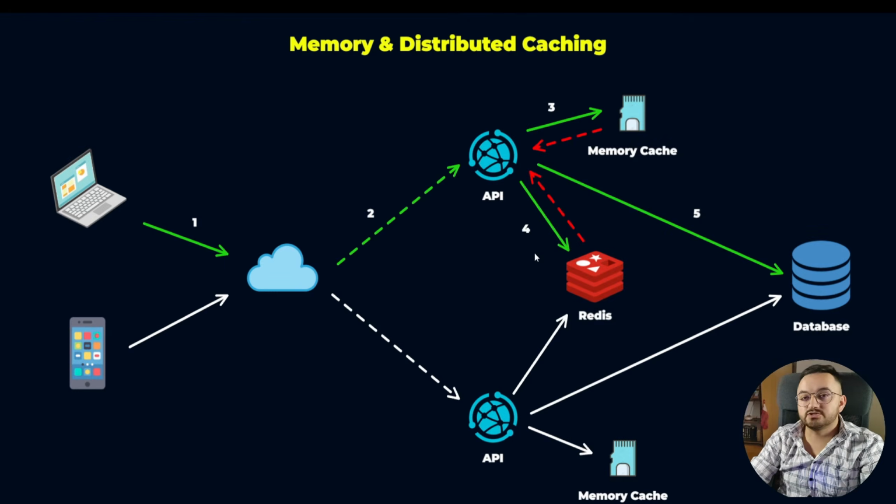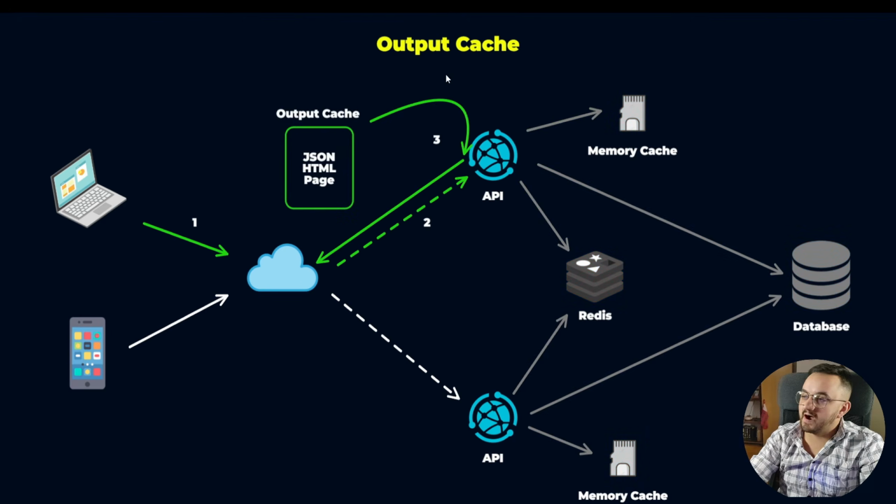So is it possible to cache a response without calling memory cache, without calling Redis cache, and without calling even a database? Yes, it's possible. From .NET 7, there is something called output cache. Output cache is for high performance API responses. It's stored in server memory, and caches the entire HTTP response on the server before processing reaches middleware.